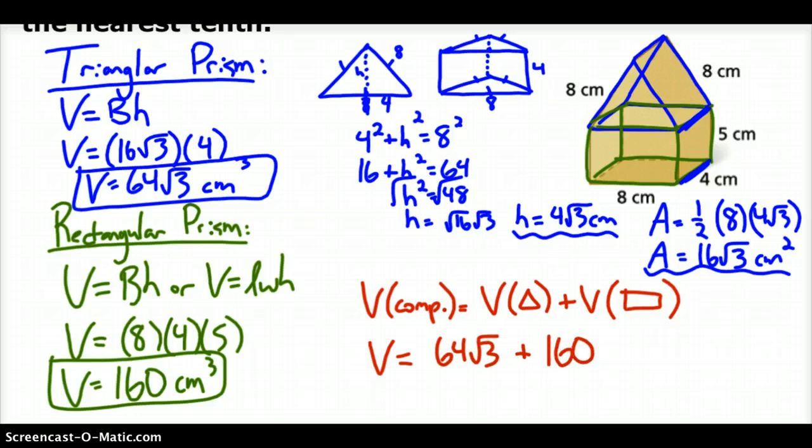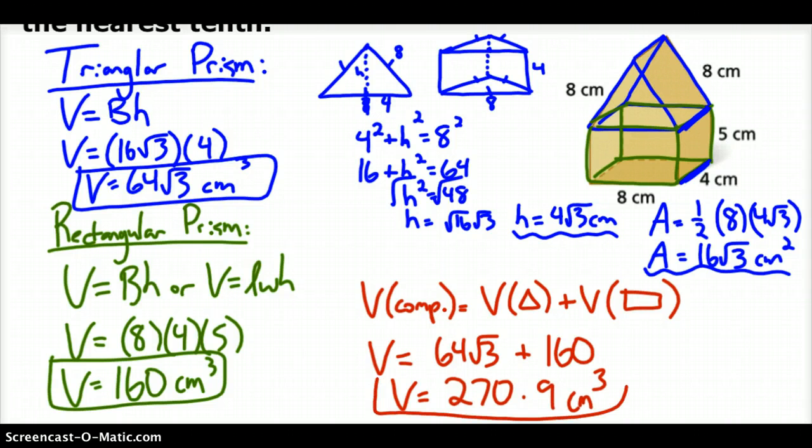I have to get this to the nearest tenth, so 64 times radical 3 gives us about 110.85. Plus another 160, and I get a volume of 270.9 cubic centimeters. And this is going to be our final answer.